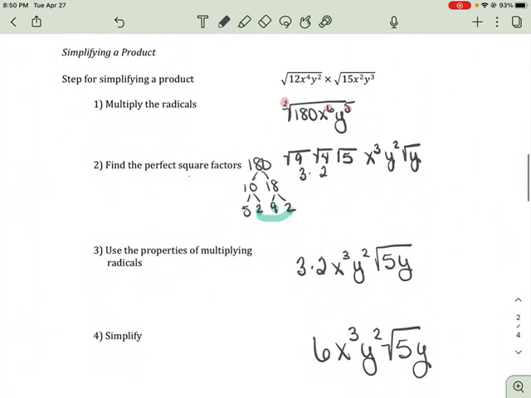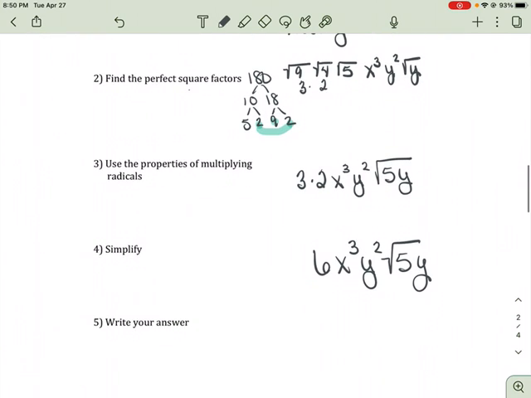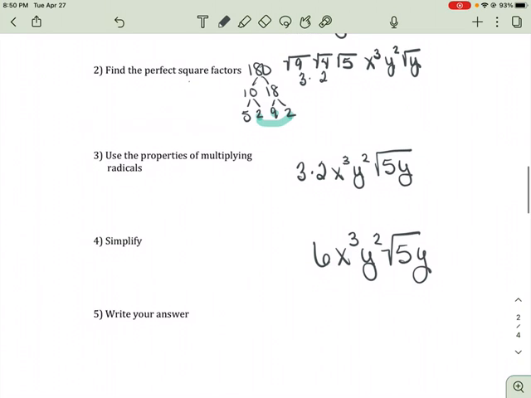Okay. Simplify all of them. Any factors that are not perfect squares or perfect cubes stay underneath the radical. And remember, how do you know about the variable? It's when the exponent of your variable is smaller than the index.